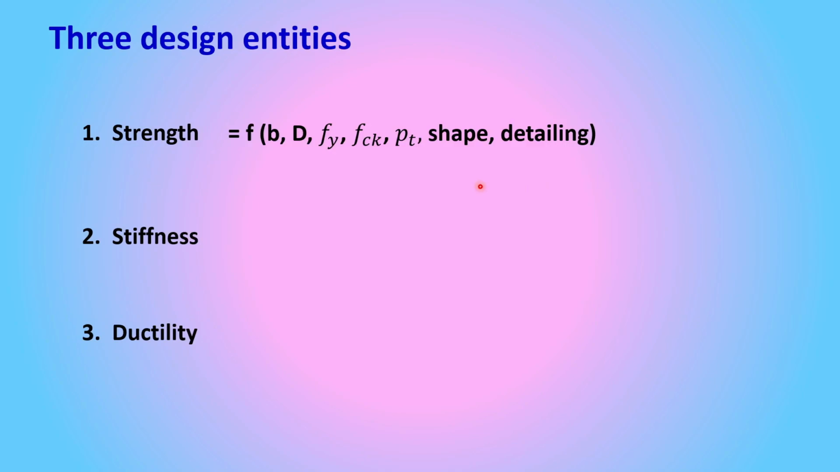Suppose you put a small amount of steel at a large effective depth, you get a moment of resistance. Again, if you take a small effective depth and a large amount of steel, you may get the same amount of moment of resistance. So detailing or the position of the steel is also affecting the strength of the section. Stiffness is a function of the sizes, the breadth, the depth, and it is also affected by the modulus of elasticity and the shape, whether rectangular section, I section, etc.